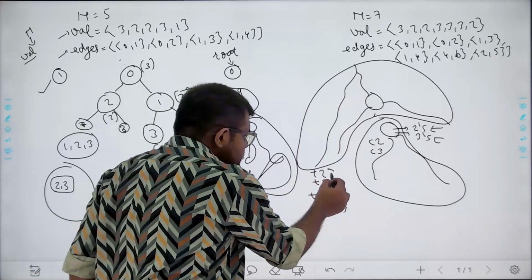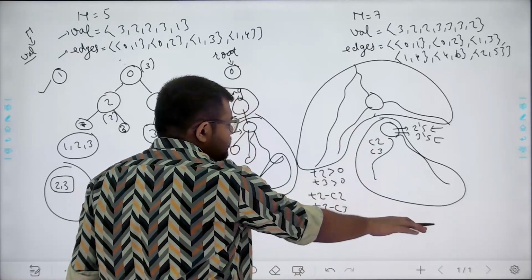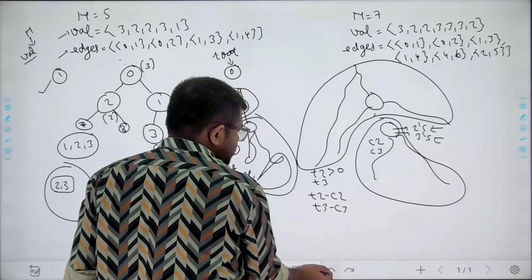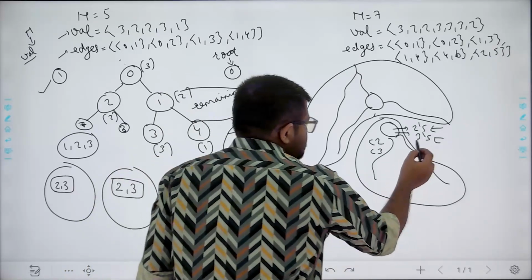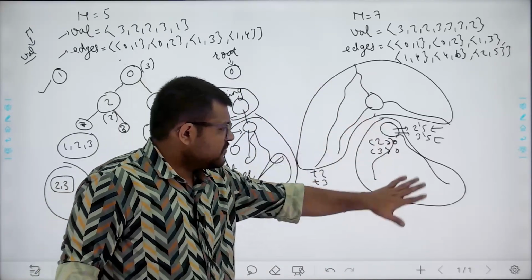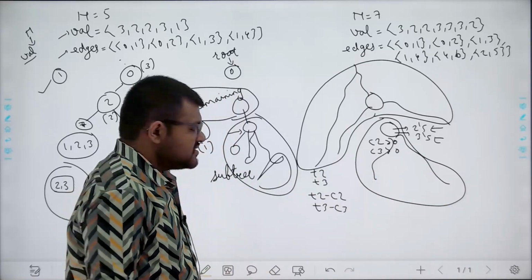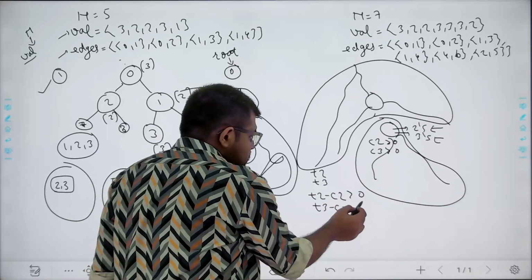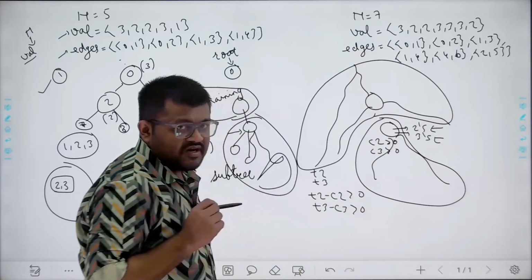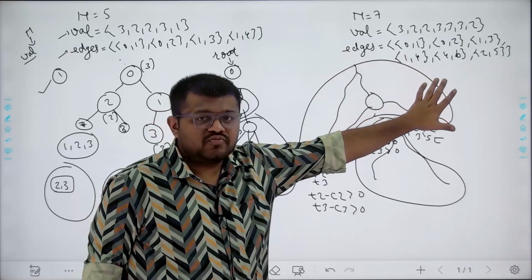Now if C2 is greater than 0 and C3 is greater than 0, it means the number of 2's and number of 3's in this component are greater than 0. So this component is divisible by 6. And if T2 minus C2 is greater than 0 and T3 minus C3 is greater than 0, it means the number of 2's and number of 3's in the remaining component are also more than 0.